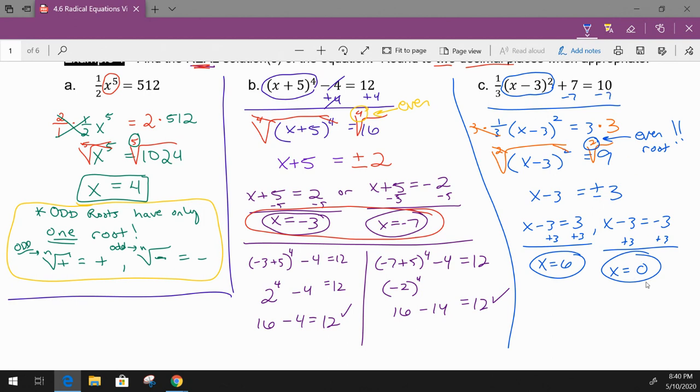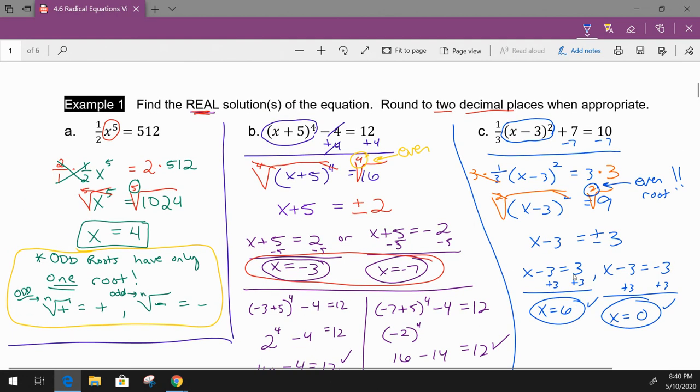If we were to put 0 back in the equation for x, 0 minus 3 would be negative 3. But when we square it, we would get a positive 9. Times 1/3 would be 3. Plus 7 would equal 10. So I did just kind of mentally, verbally check both of those solutions, which is always a good idea. Now, in your assignment, problems 1 through 8 are like example 1.